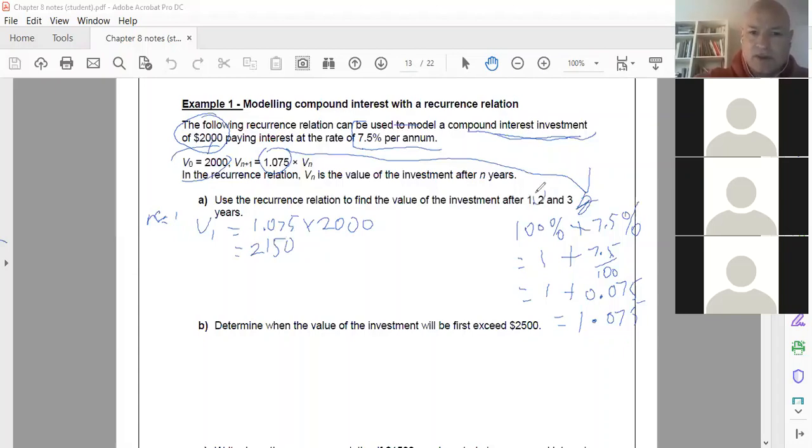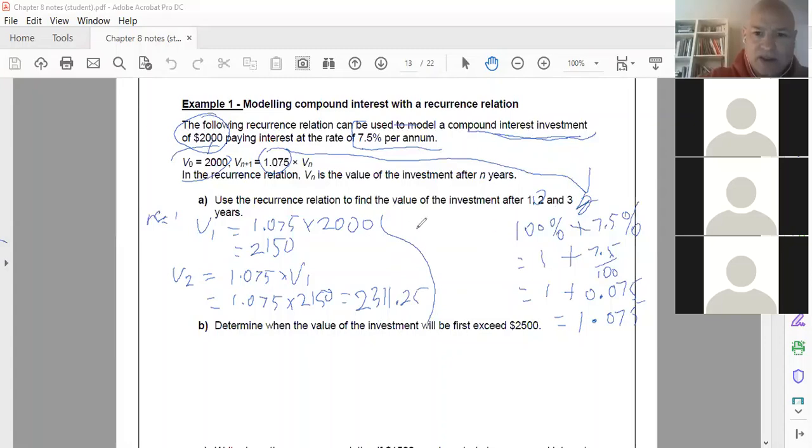Now we want the second one, so v of 2. V of 2 will be 1.075 times v of 1. Okay, 1.075 times 2,150. Okay, so I'll times that by 1.075, and that equals $2,311.25. Now I've got to do v of 3.